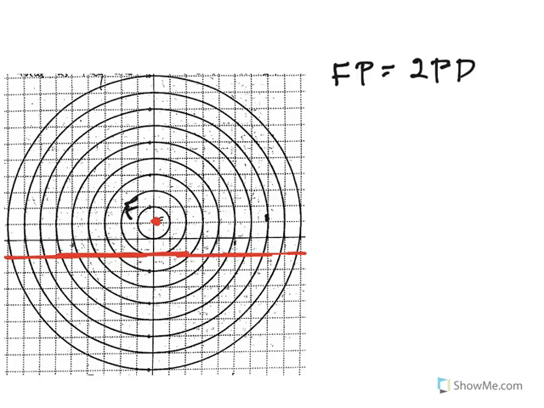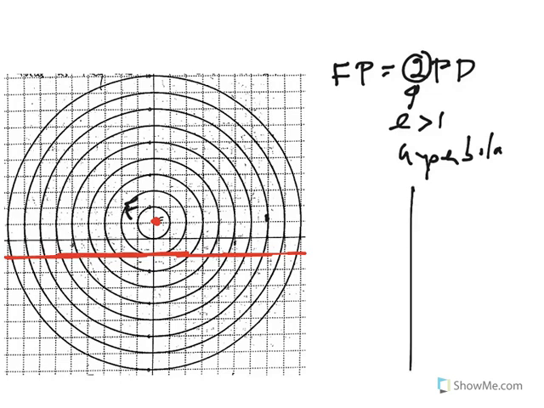Now we've seen before that when this number here is less than 1, it's an ellipse. When it's equal to 1, it's a parabola. And when it's greater than 1, this is the eccentricity, and it's greater than 1, so it's going to be a hyperbola. Now let's see how we actually go about finding those points.